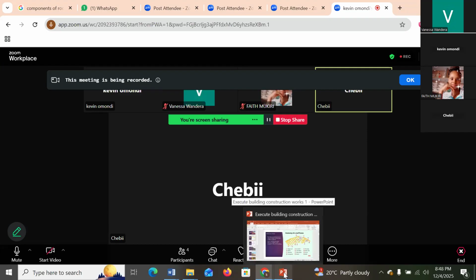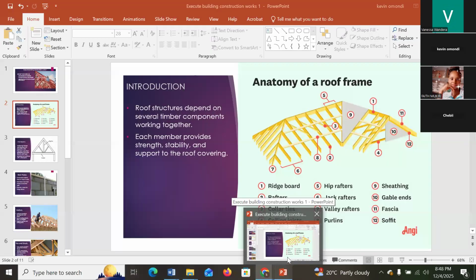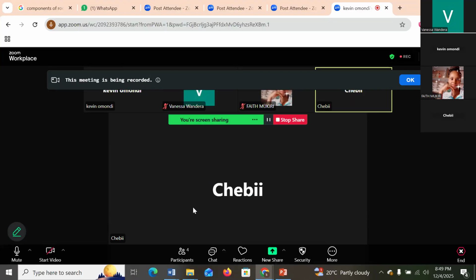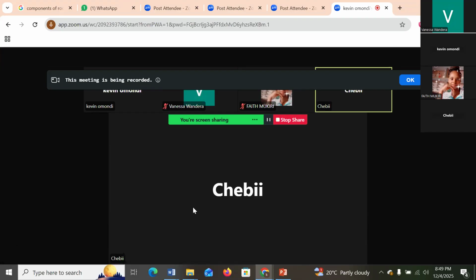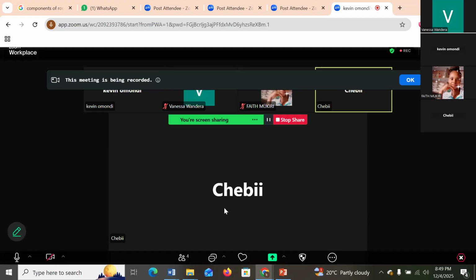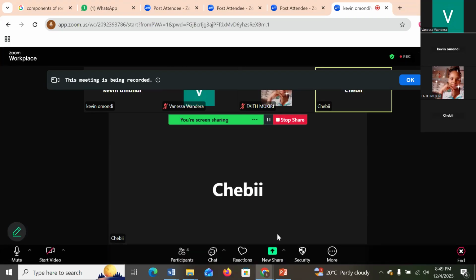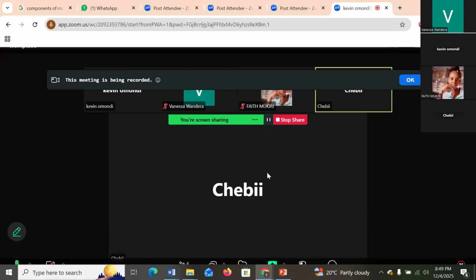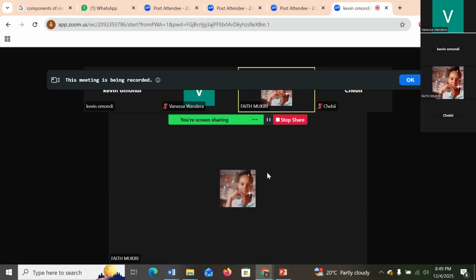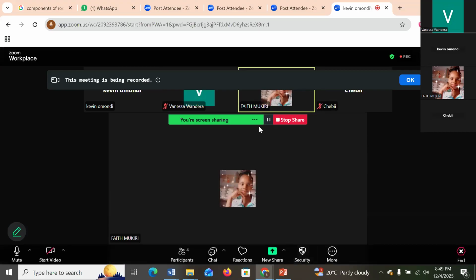Yes. So we have the rafters, we have the tiles and purlins. That is good, Chebi. What about Faith? Yes, Mwalimu, I have learned about the ridges and the roof. They have the ridges.